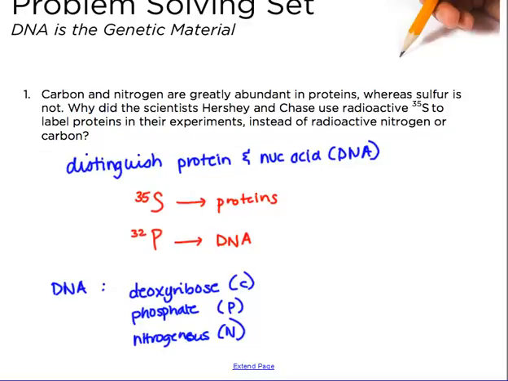So they used sulfur because DNA has no sulfur. And they used phosphorus to label the DNA because proteins don't have phosphorus. So using this radioactive labeling, they distinguished between the two and saw that the DNA was actually going in the bacteria from the bacteriophage, or the virus that attacks bacteria. So that's how they determined that DNA actually held the genetic material instead of protein.